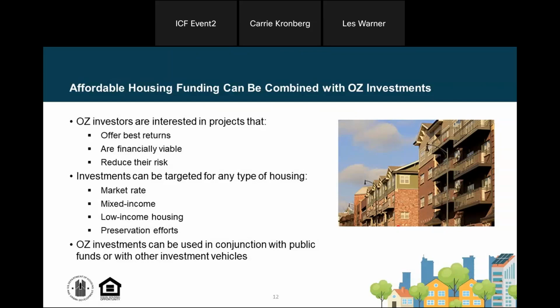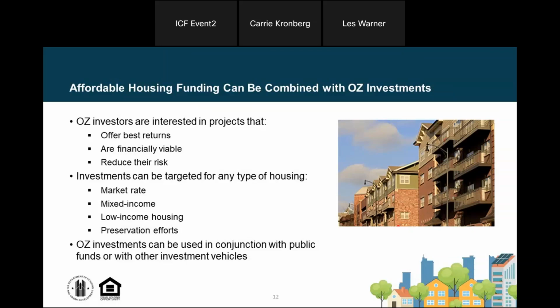Properties located within the opportunity zone can be targeted for any kind of housing. It could be market rate, it could be mixed income, but it also could be low income housing. It could be based on trying to preserve existing housing with reinvestment. So provided that it meets the needs of the investor, we have quite a bit of flexibility on that.